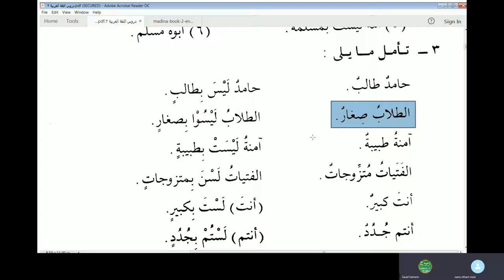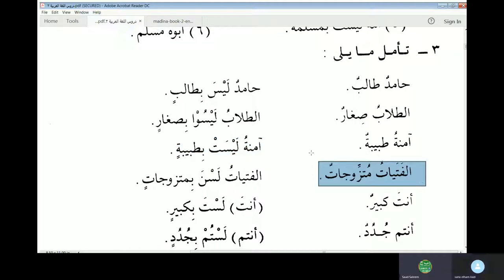At-tullabu sigharun. The students are small. At-tullabu laysu bisigharin. The students are not small. Aminatu tabibatun. Amina is a doctor. Aminatu laysat bitabibatin. Amina is not a doctor.